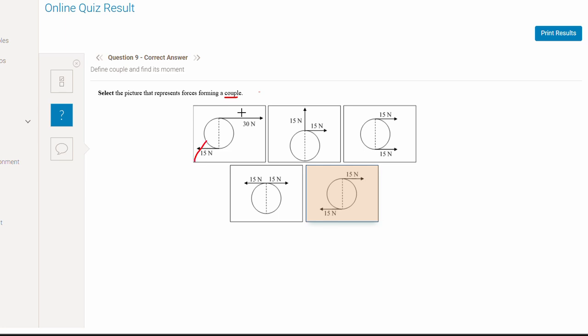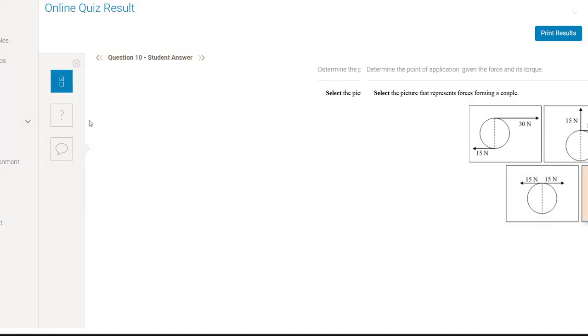Here they are not equal in magnitude. Here their lever arms are not parallel, as you can see, so no. Here they are not in opposite directions, so no as well. Here their lever arms are coinciding, so no. And this, let's check it out. Opposite directions, check. Equal magnitudes, check. Lever arms are parallel, check. And they're not coinciding, so this is the right answer. Next question.